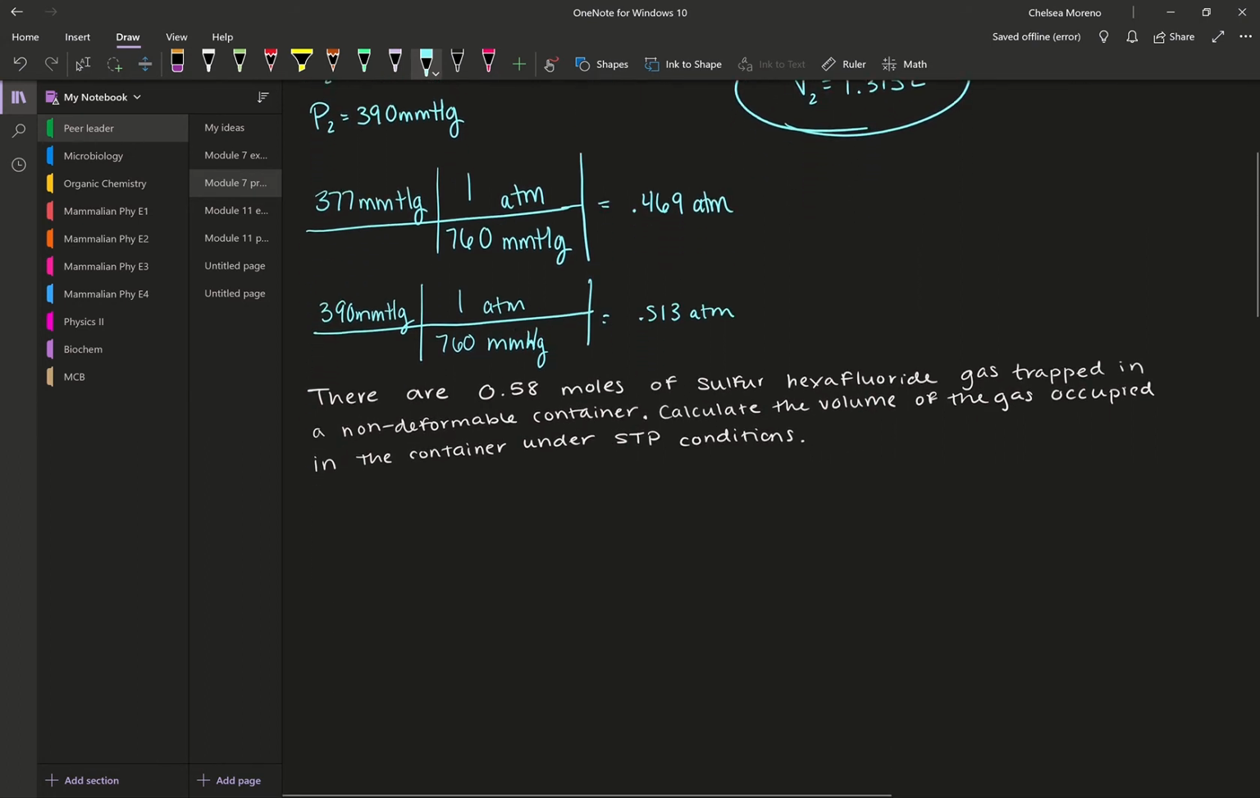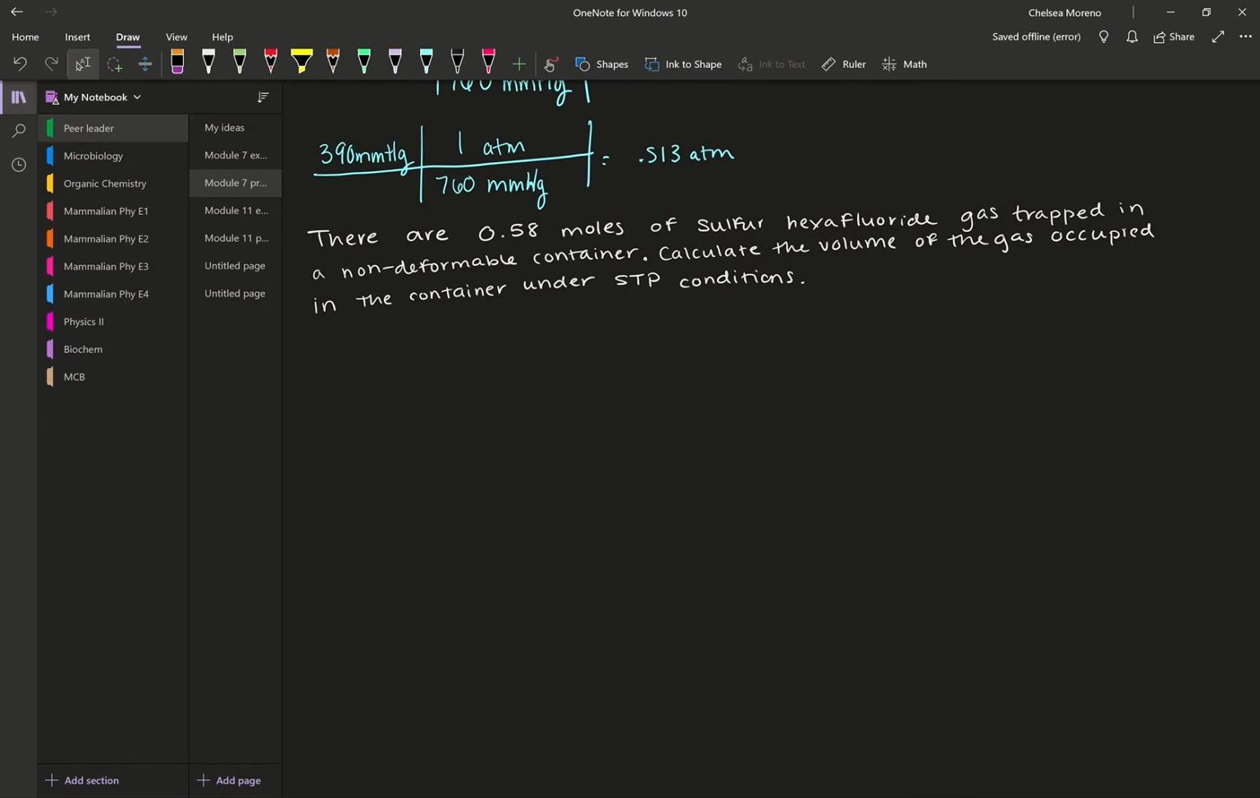Okay, so let's go on to the second one. There are 0.58 moles of sulfur hexafluoride gas trapped in a non-deformable container. Calculate the volume of the gas occupied in the container under STP conditions. This one's actually for your module, so you guys are getting a little sneak peek. Whenever we're talking about STP, we're going to have a value for each one of them: P, V, n, R, and T. First of all, they gave us 0.58 moles, so we want to make sure that we put that in there.